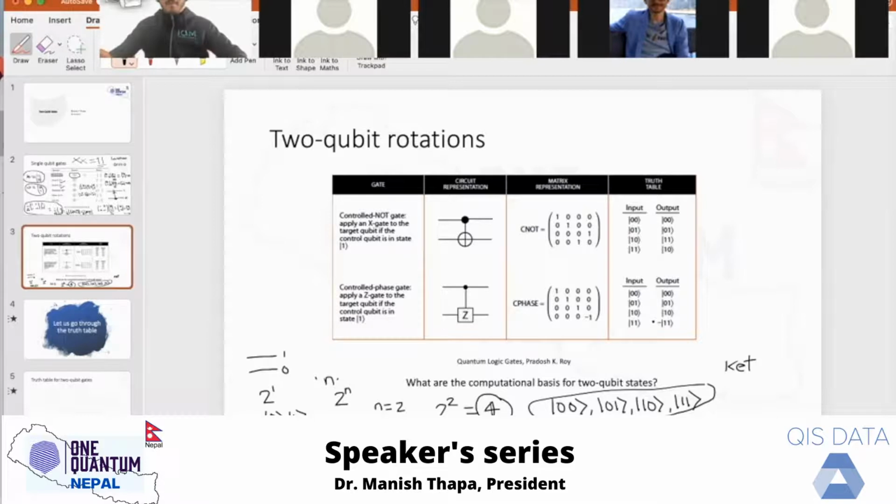So this C phase gate is conditioned upon the state of both qubits, not just a single qubit, but both qubits, right? So it's a symmetric gate. You have to have both qubits in the 1, 1 state to have a non-trivial output, right? So this is exactly what the C phase gate does.